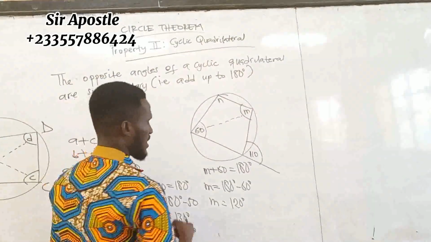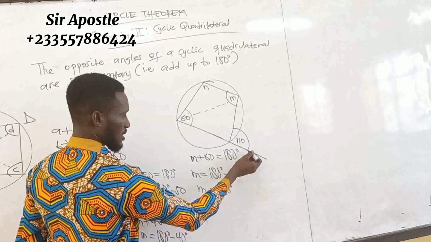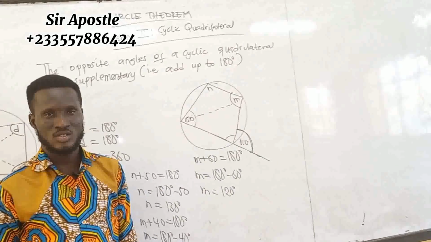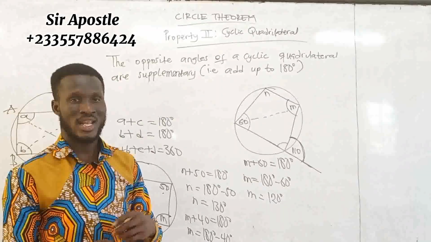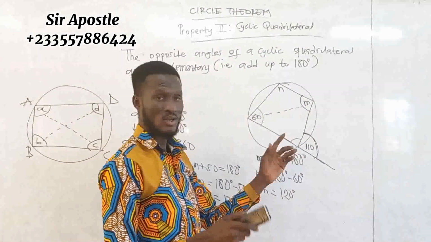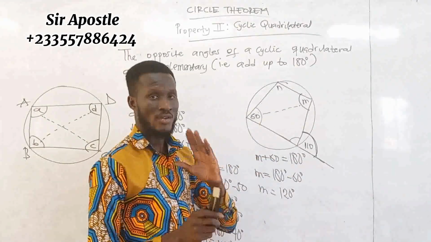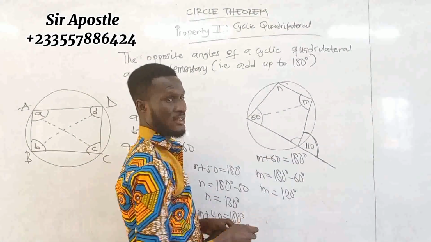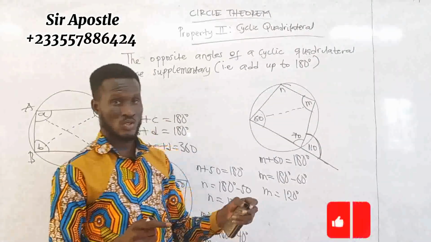Now this one is a straight line. This angle and this angle are angles on a straight line. Remember our previous video, we said that angles on a straight line add up to 180 degrees. So 110 plus this one is supposed to give us 180 degrees. We can easily subtract 110 from 180. So this side will be 70, because they are angles on a straight line.